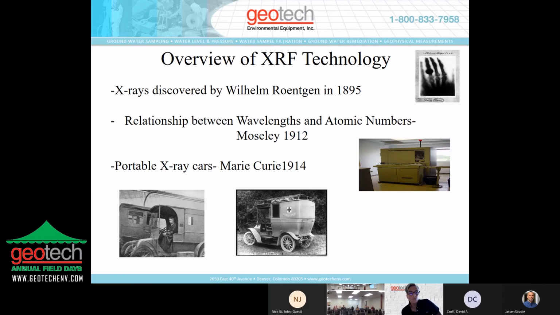And what she came up with was the portable X-ray cars. She figured that to help the doctors identify injuries in war, they would take these cars and drive them to people that were injured and shoot X-rays of them and identify where bullet wounds were, where the bullet was actually in the body, as well as whether they had broken bones or whatnot. So it's kind of amazing.